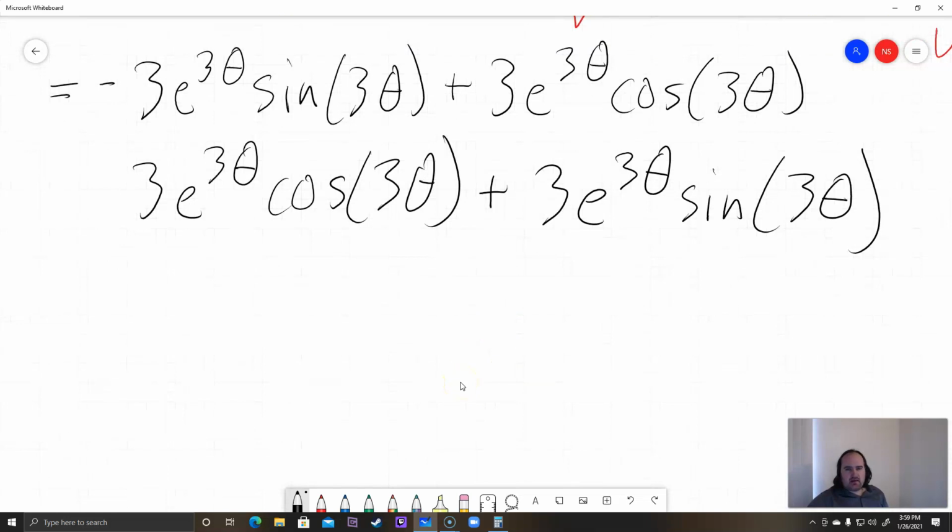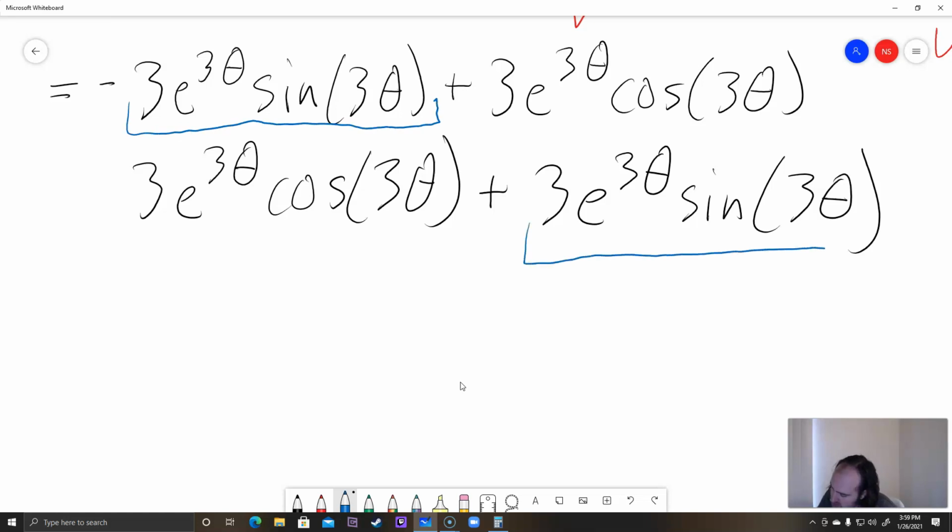Okay, so what we got here is now we have some like terms. So what are the like terms here? Well, we've got the negative 3 e to the 3 theta sine of 3 theta, and then we have a positive 3 e to the 3 theta sine of 3 theta. So those are like terms. And because they both have a coefficient of 3, but one of them's negative and the other one's positive, those two are just going to cancel out. So we can cross those out.